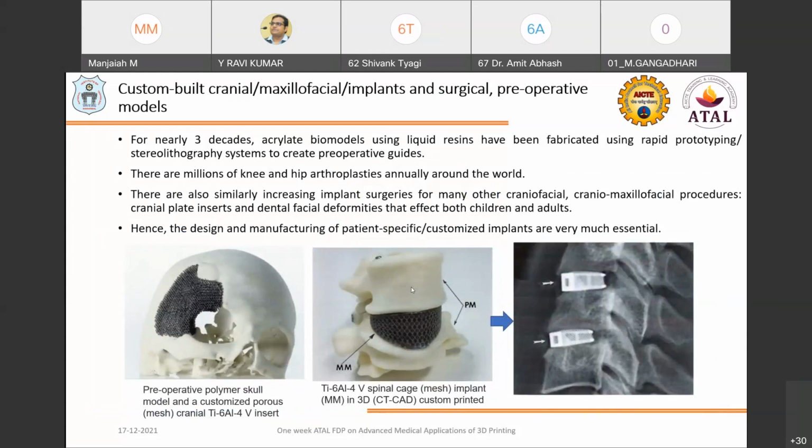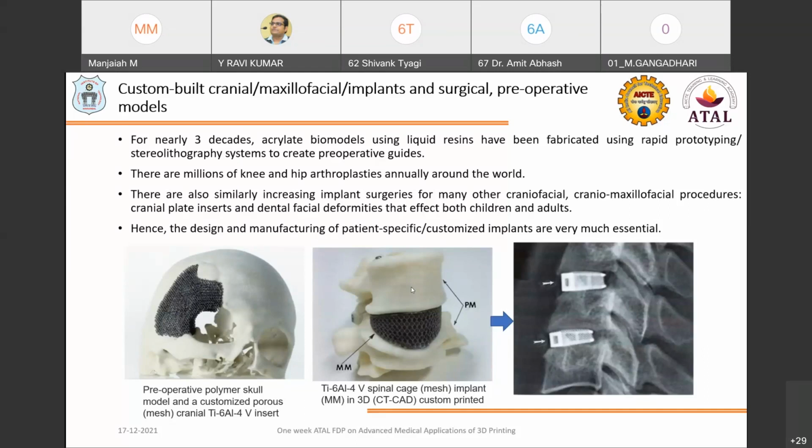These cranial or maxillofacial implants are very much required nowadays, as various healthcare applications need these kinds of implants, as well as total arthroplasty implants. These are all FDA approved in the US market. These were manufactured from SLM as well as EBM processes with titanium materials.